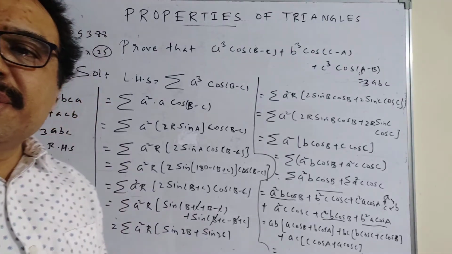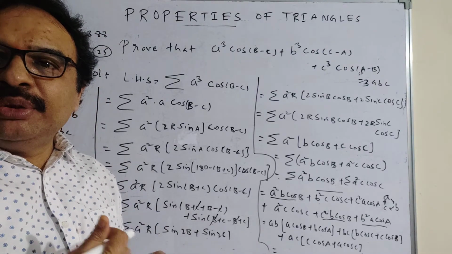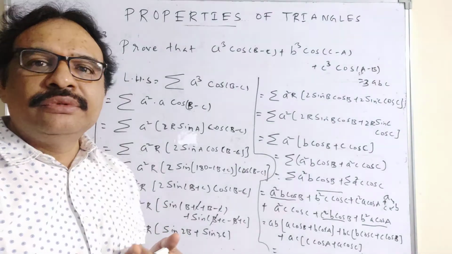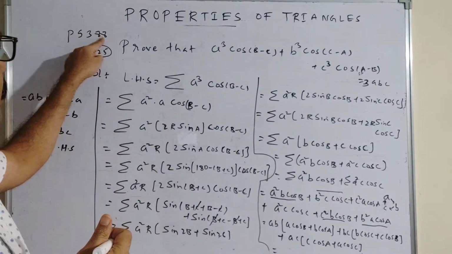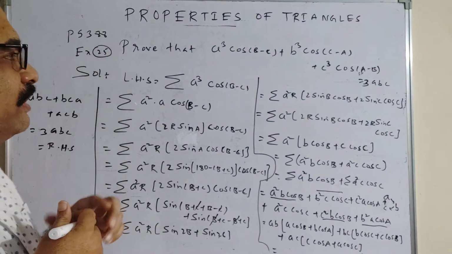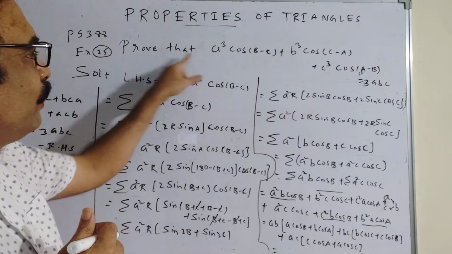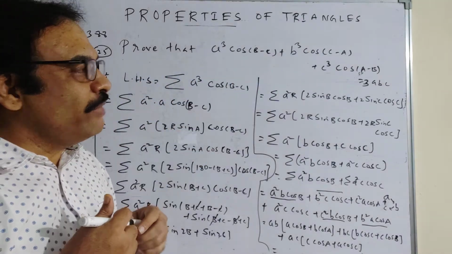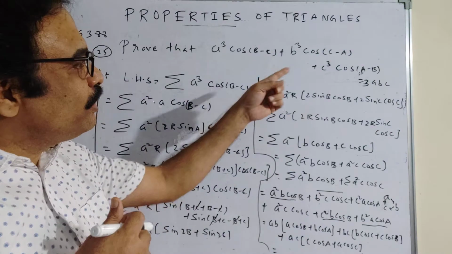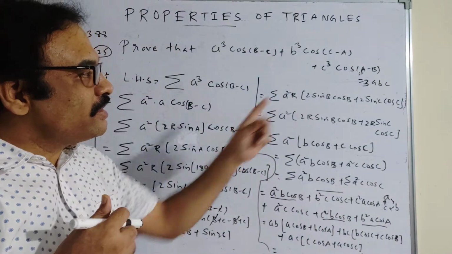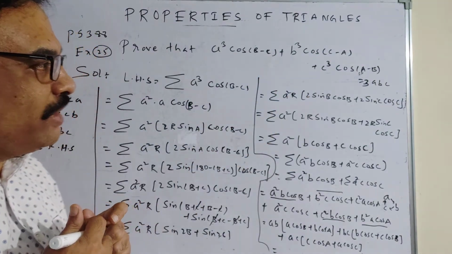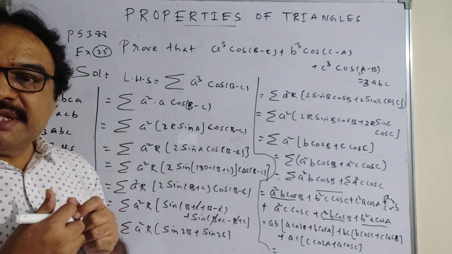Right, in the continuation of the session, I am going to deal with the next LAQ that is there on page number 388, example number 25. Prove that a cube into cos of b minus c plus b cube into cos of c minus a plus c cube into cos of a minus b is equal to 3abc.